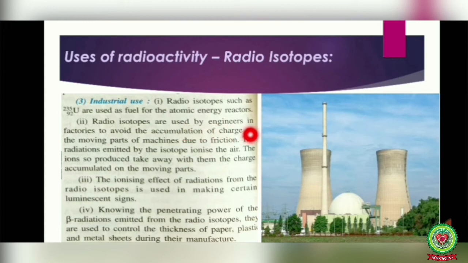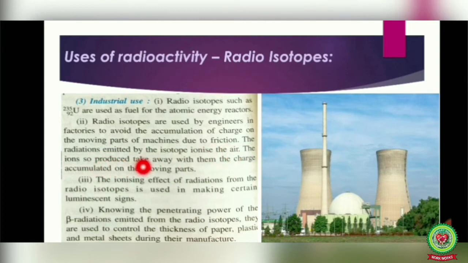Radioisotopes are used by engineers in factories to avoid accumulation of charge. Accumulation means collection of charge on the moving parts of machines due to friction. So radioisotopes help in removing the charge from the moving parts of machines, which has built up due to friction.